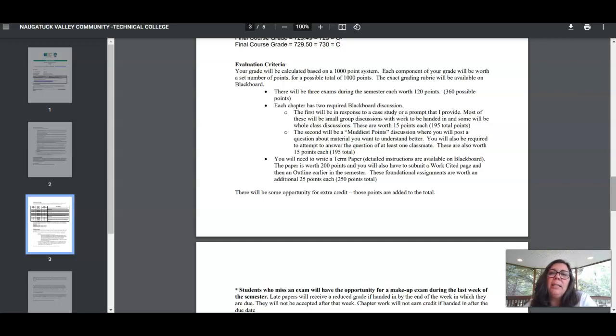You will have 3 exams during the semester. They are equally spaced and equally weighted. There's no cumulative midterm or final. So we'll go through 4 or 5 chapters, and you'll have an exam. We'll go through another set of chapters, and you'll have an exam. We'll look at the timing of that in just a moment when we look at our calendar. The exams are worth 120 points each, and those are essay exams.